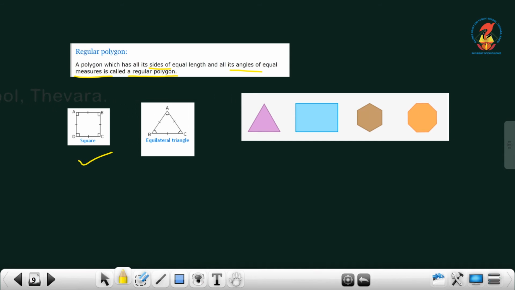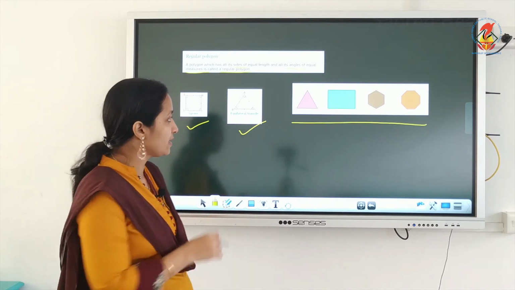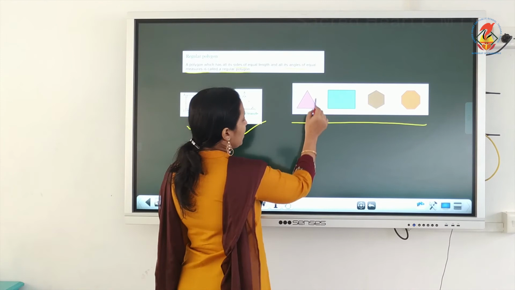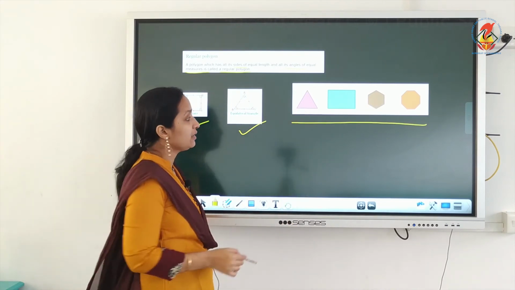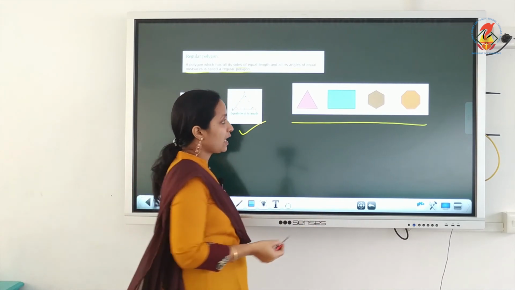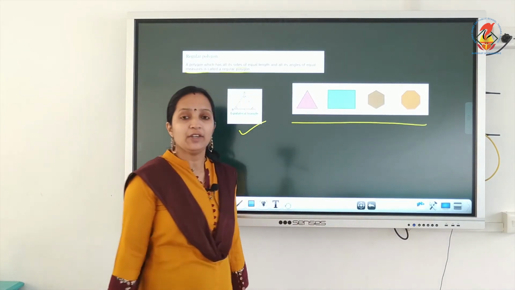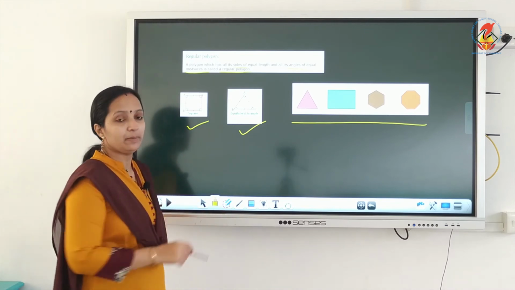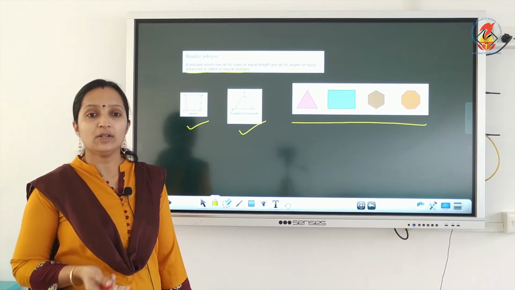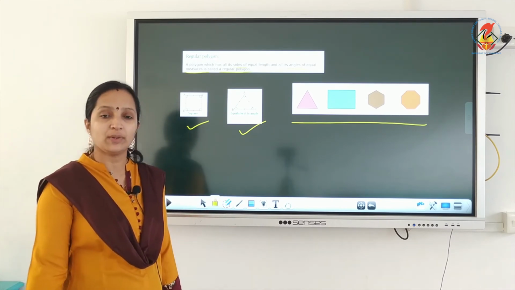Square is an example for a regular polygon. Equilateral triangle is an example for a regular polygon, and these shapes are regular polygons. That means all the sides have the same length, and look at this triangle, all the three sides have the same length. Look at this figure, all these sides have the same measure. If all the sides and angles have equal measure, such types of polygons are called regular polygons. I hope it's clear. Square and equilateral triangle are examples for regular polygons.